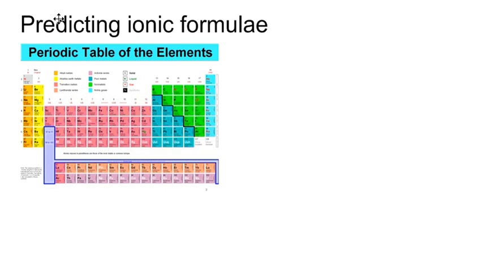Let's do sodium chloride. Now sodium is in group 1. So that means the charge on the sodium ion will be +1. Chlorine is in group 7. So the chloride ion will have a charge of -1. Now, in an ionic compound, the number of positive charges must equal the number of negative charges. So for every positive sodium, there must be a negative chloride. So the formula for sodium chloride is NaCl.